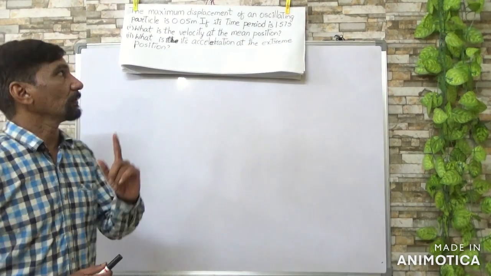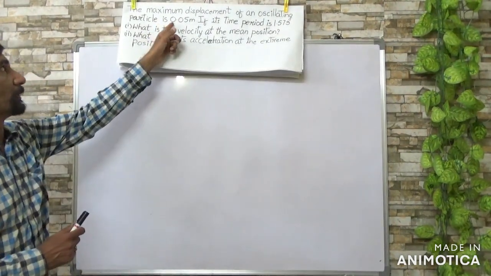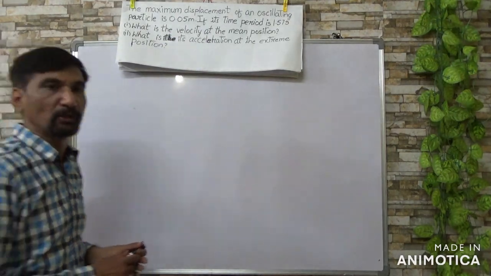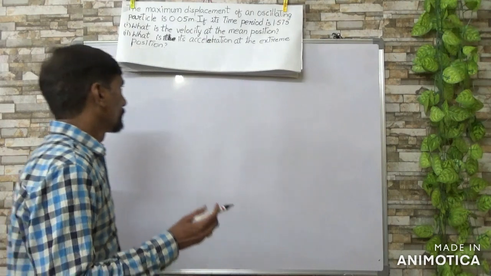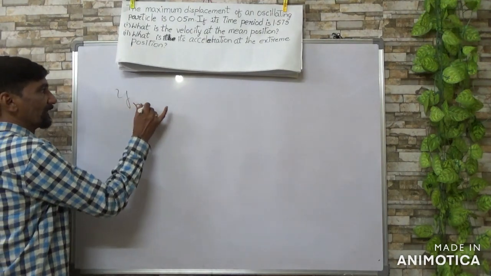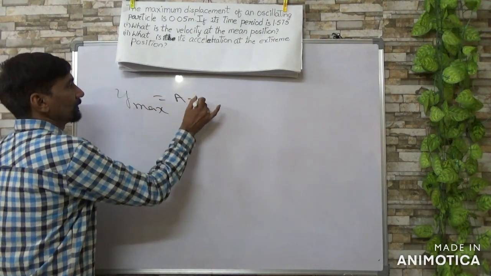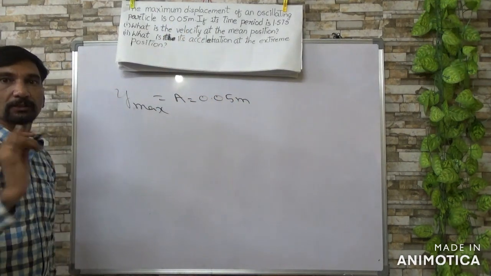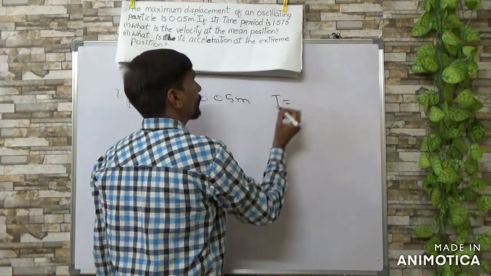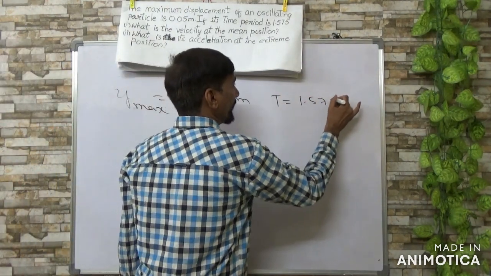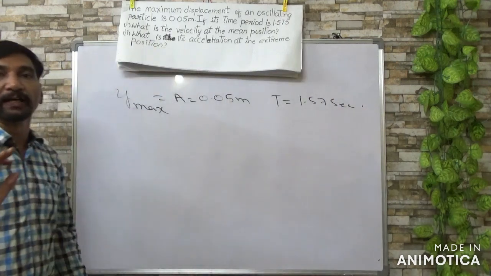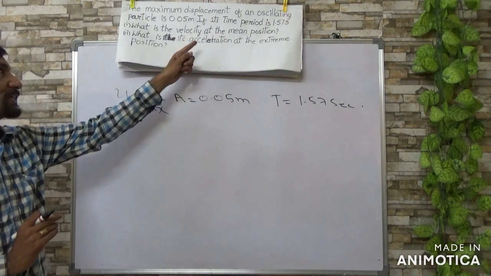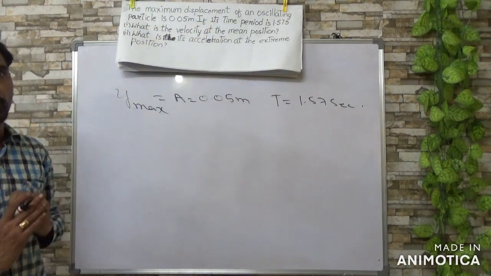The maximum displacement of a vibrating particle is given in this problem. Maximum displacement means nothing but amplitude only, so y max is given, that is 0.05 meter. The time period is also given as 1.5 seconds. So you have to find the velocity at the mean position and the acceleration at the extreme position.